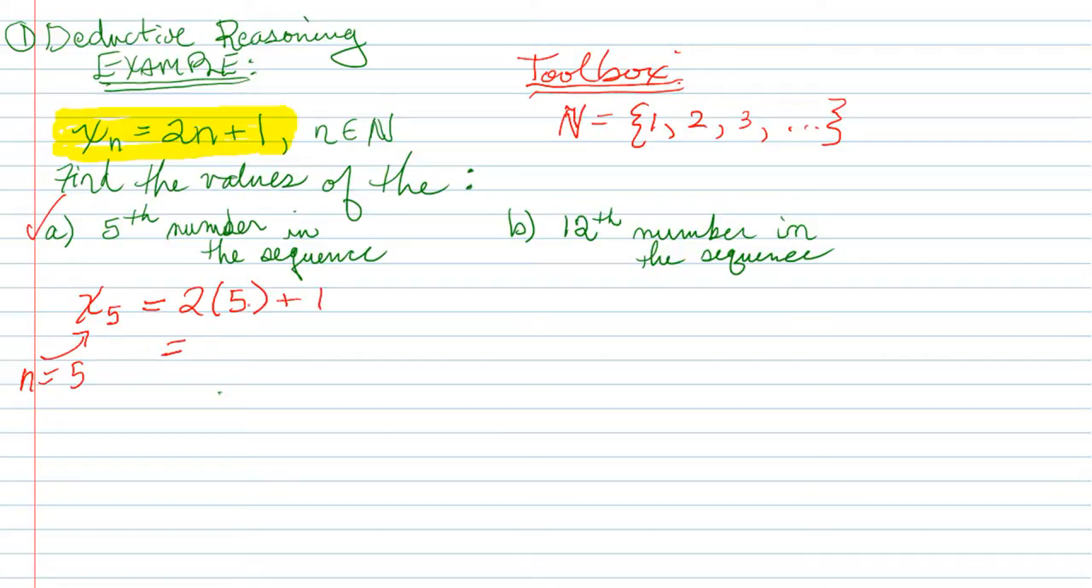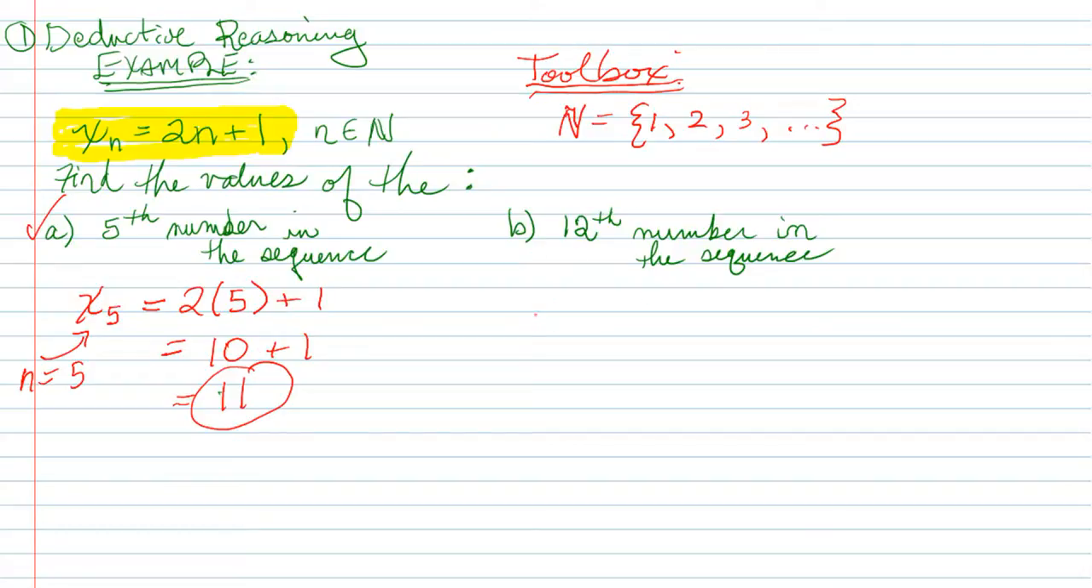Well, in this case, what comes first, multiplication or addition? Remember, multiplication takes precedence. So we would always do the multiplying first. And I'm sure you guys could get to 11 quicker than this. So bravo if you can. That's wonderful. So the fifth item in this sequence is 11.